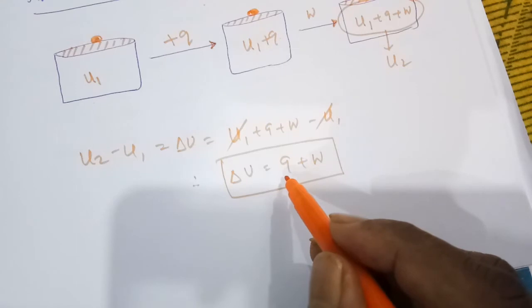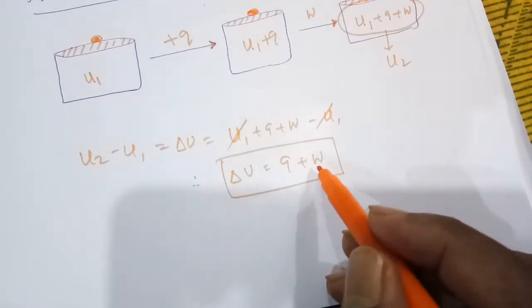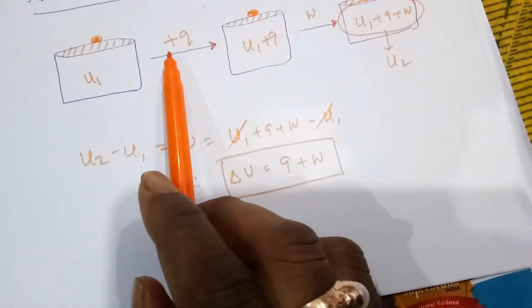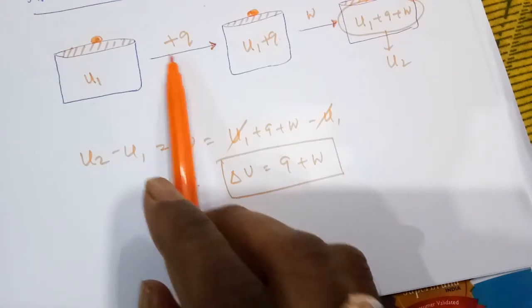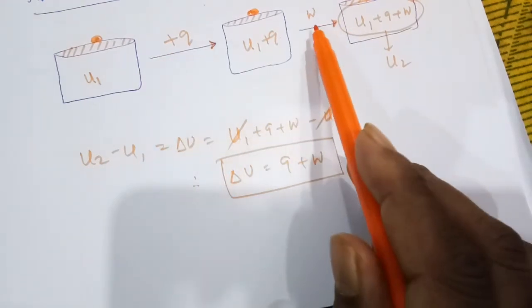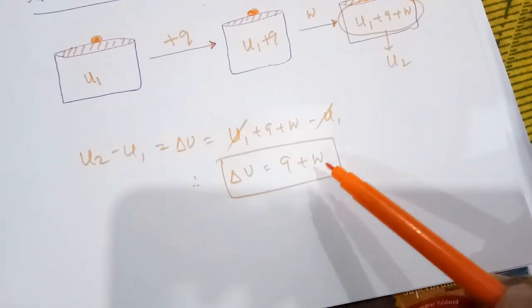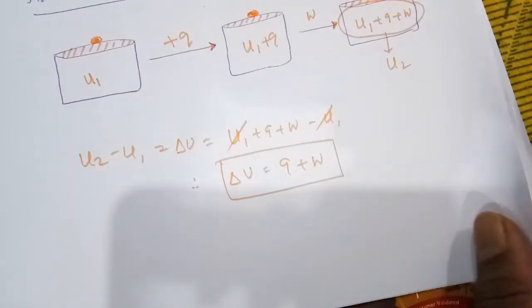Now del U equals Q plus W. If heat is given to the system, that will be plus Q. Heat given by the system will be minus Q. If work is done on the system, then it will be plus W. Work by the system is minus W.